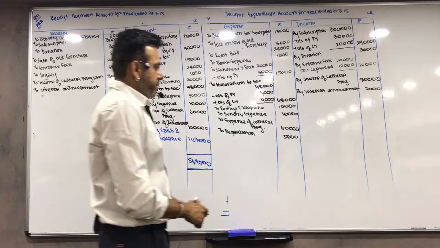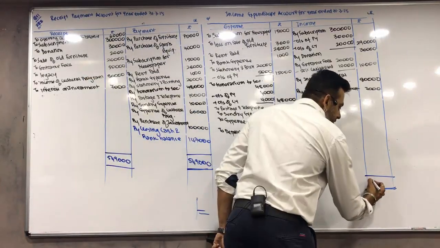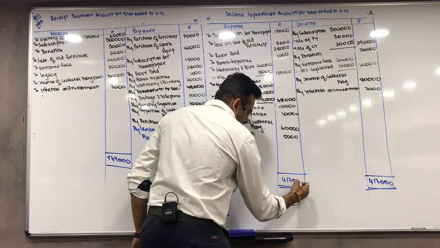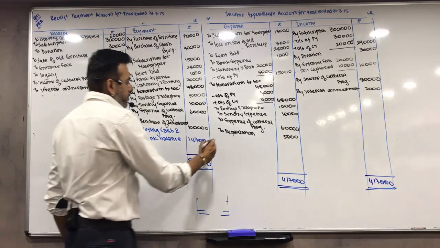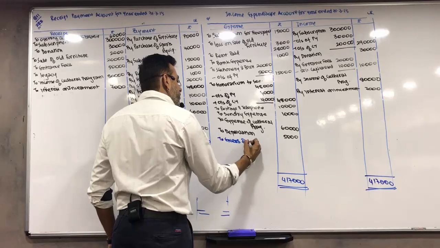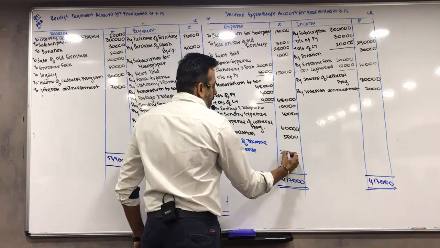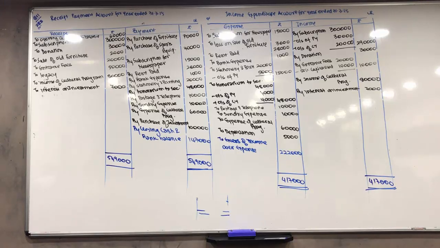Find out surplus or deficit. Income side is more. 4,70,000. 2,22,000. Excess of income over expense 2,22,000. Got it, all of you?